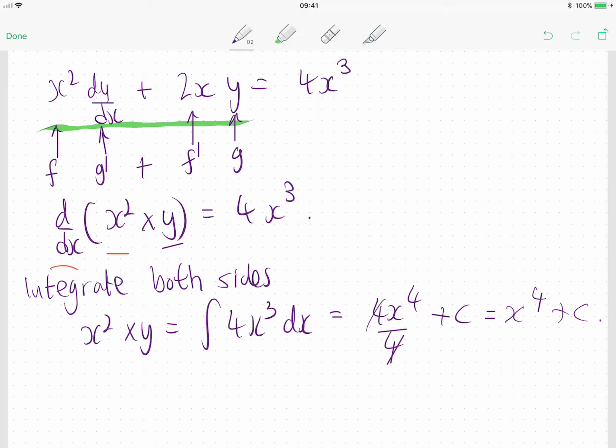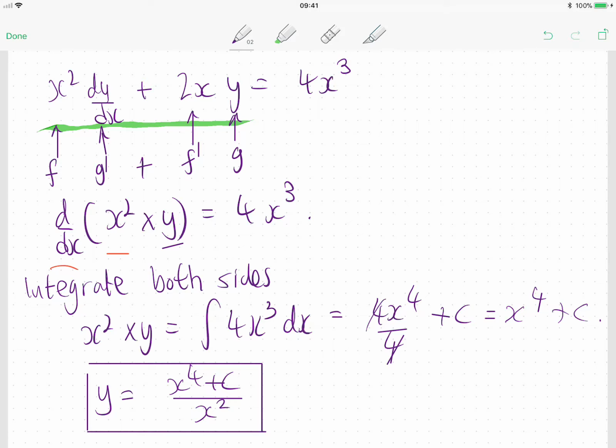Okay, finally, we want y on its own. Very simple, we just divide through by x squared. And there you go, the final answer: y equals x to the power 4 plus c, all divided by x squared. This is our general solution.